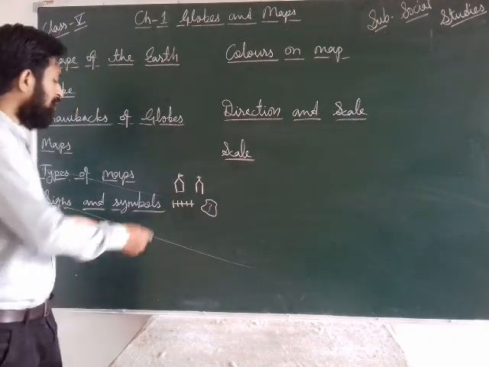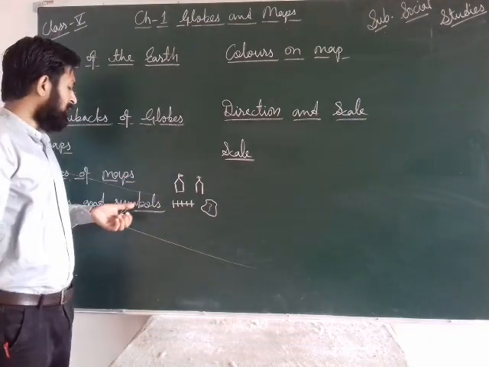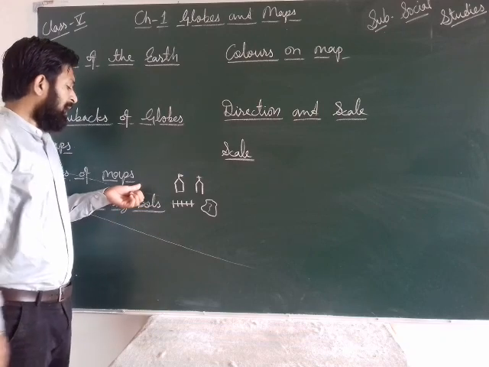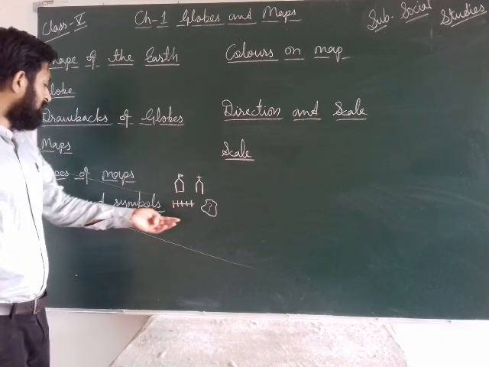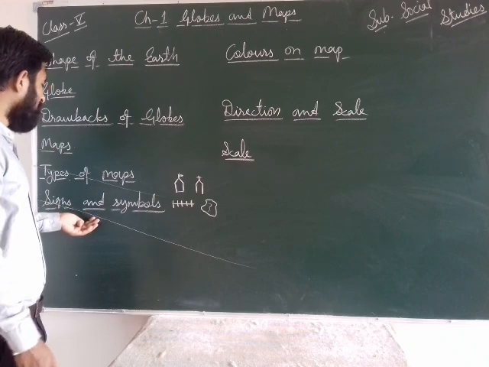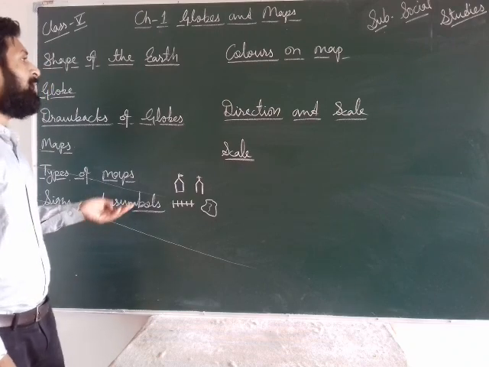If we want to represent all the things on the map, then it is not possible because it covers too much area and it's not easy to say all the things on the maps. So we are using signs and symbols on the map.